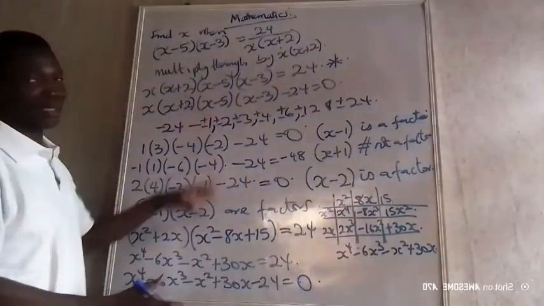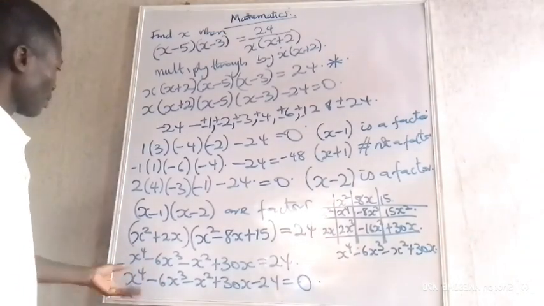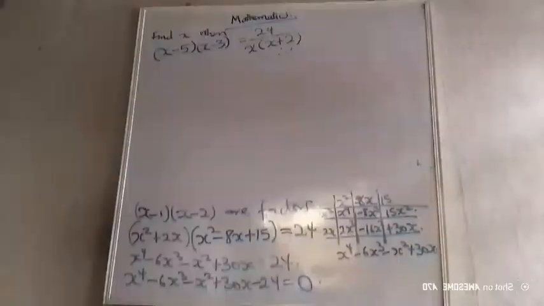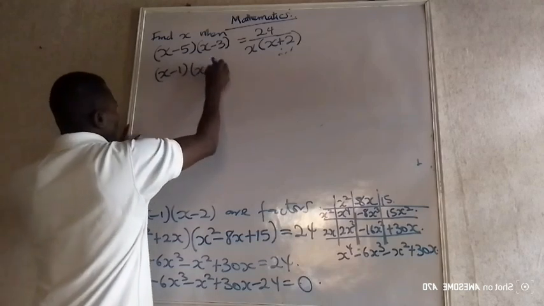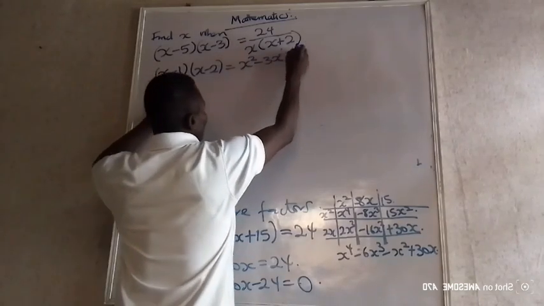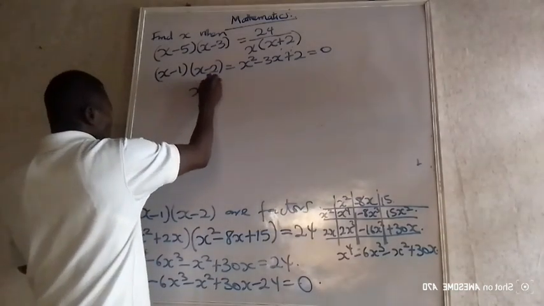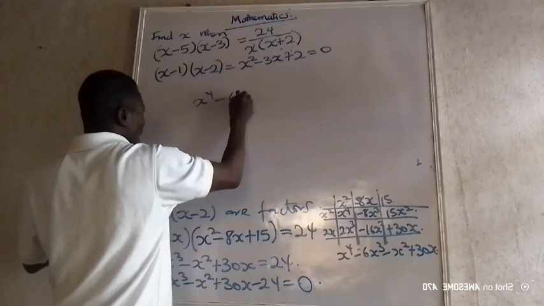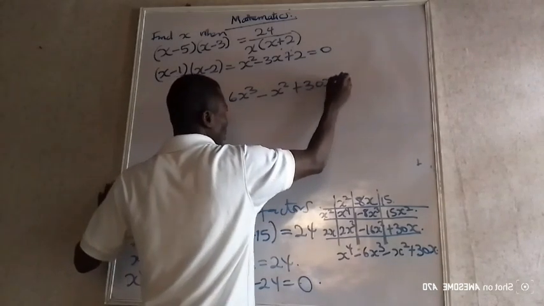This is basically polynomials. You have treated this under polynomials. So I will now divide this by the product of this. Let's see how it's done. Now let's get the product of this one. So x minus 1 times x minus 2 will be equal to x squared minus 3x plus 2 equals 0. And this one is x raised to the power 4 minus 6x cubed minus x squared plus 30x minus 24.